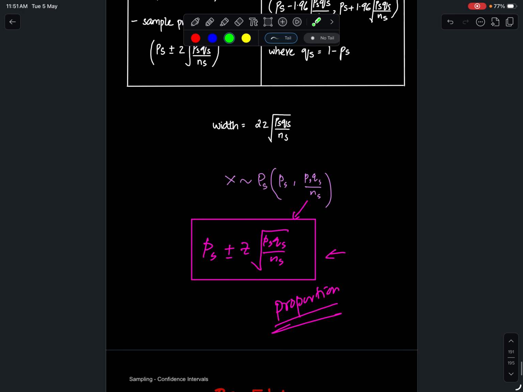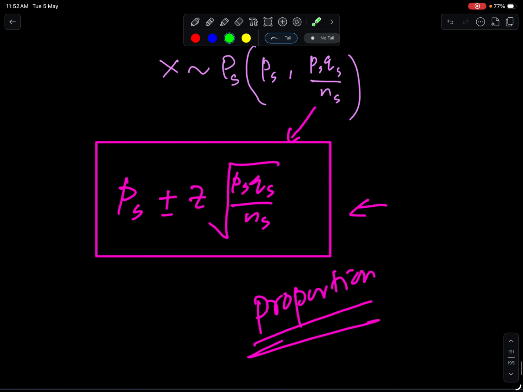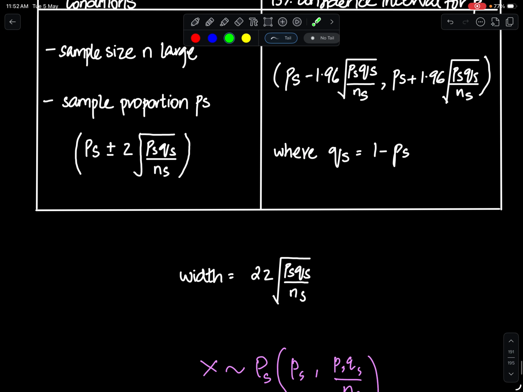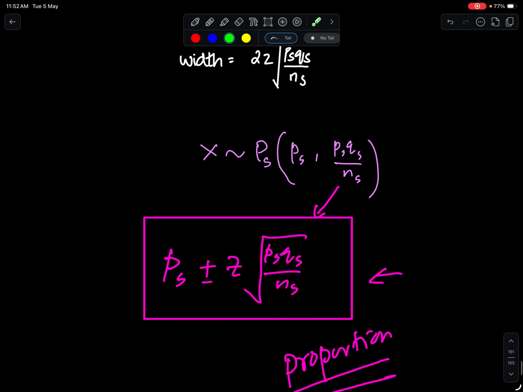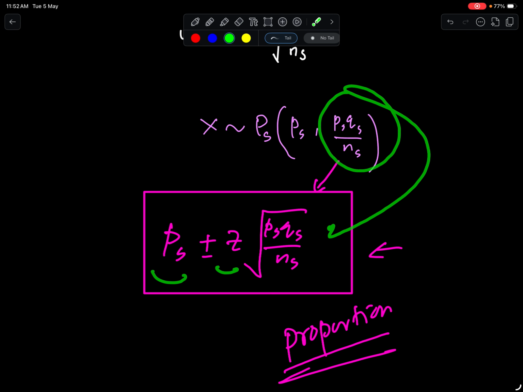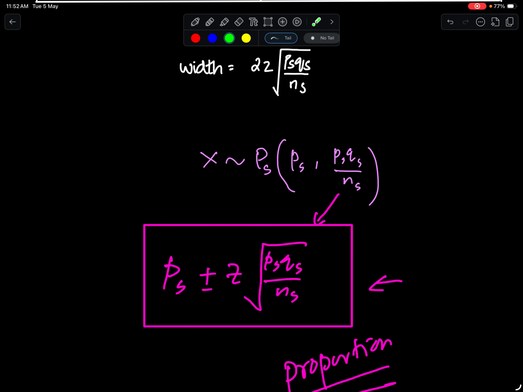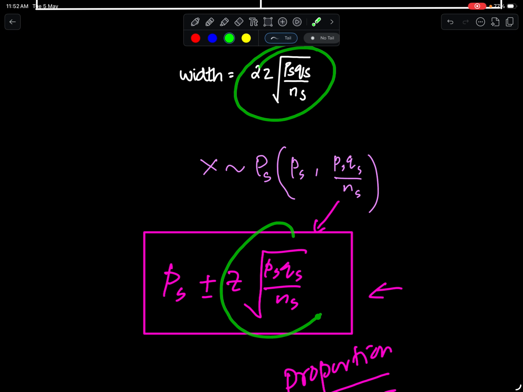Now, sample proportion. We did this formula earlier: PS plus minus Z under root of this. This is the confidence interval of PS, the sample proportion. And this is the width. Multiply this by 2.